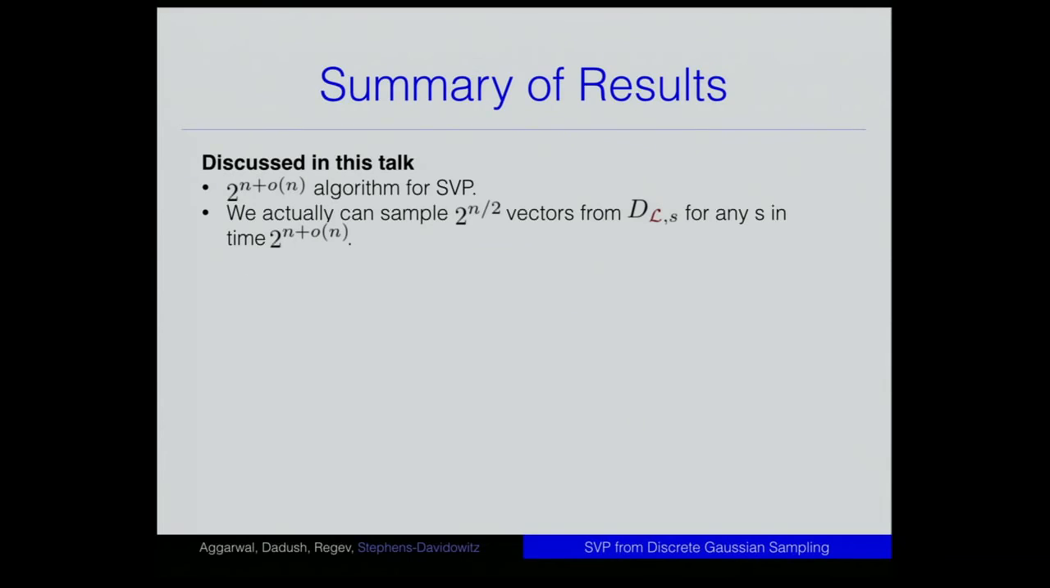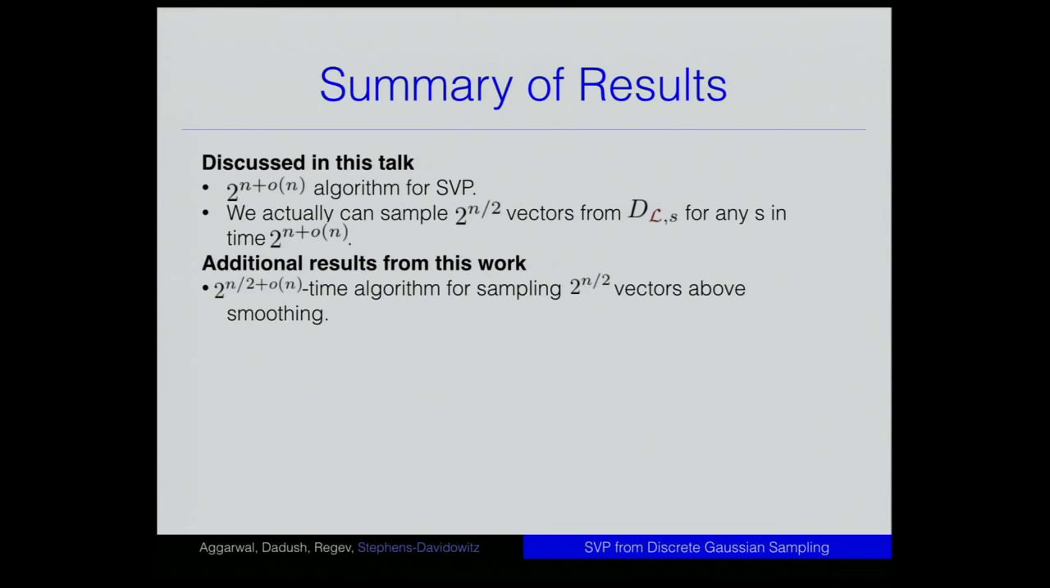But there is an additional result from this work which uses the same idea but is significantly more complicated, which gives us a 2 to the n over 2 time algorithm that actually samples 2 to the n over 2 vectors also. So it basically loses nothing, except for little o of n factors. But it only works above the smoothing parameter. Although usually when people say above the smoothing parameter, they mean root n times the smoothing parameter. We mean actually square root 2 times the smoothing parameter. So this buys us a lot.